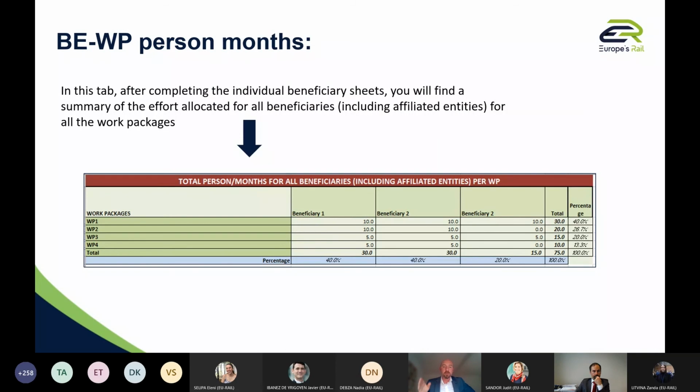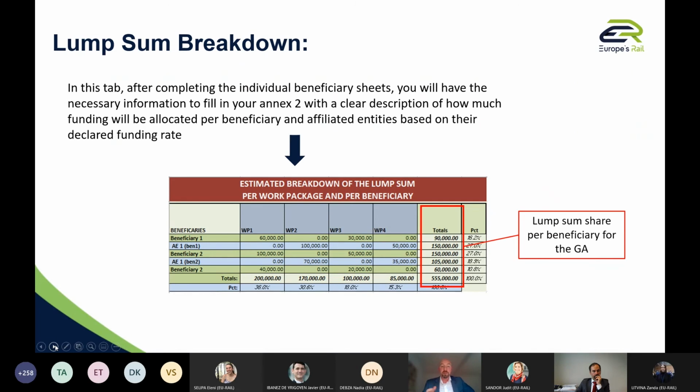So this is still in the same sheet. You have another tab in Excel that will also provide you with a summary of resources, person months per beneficiary per work package indicatively so that you can cross-check and complete. Yes, next. And finally, you have the budget associated to your project after reduction of the funding rate.